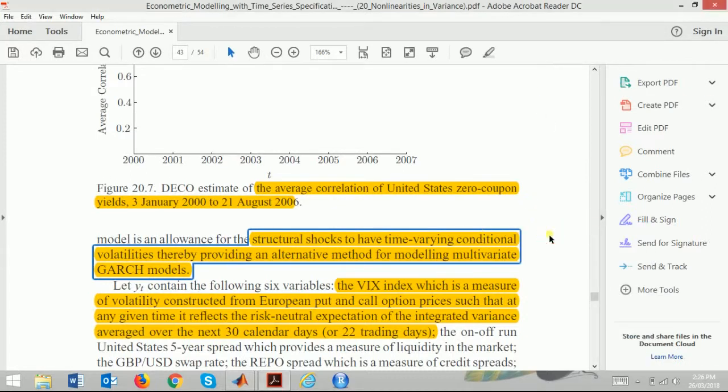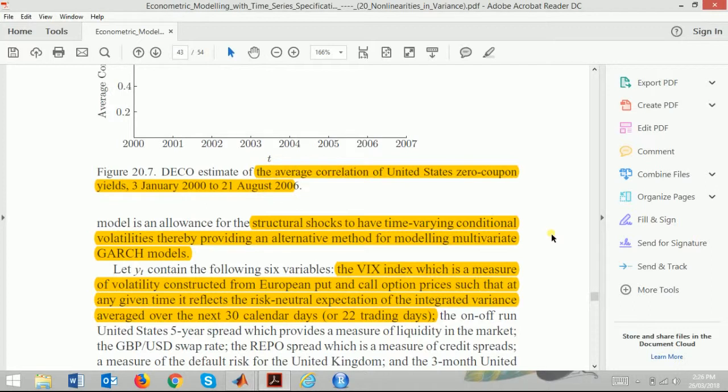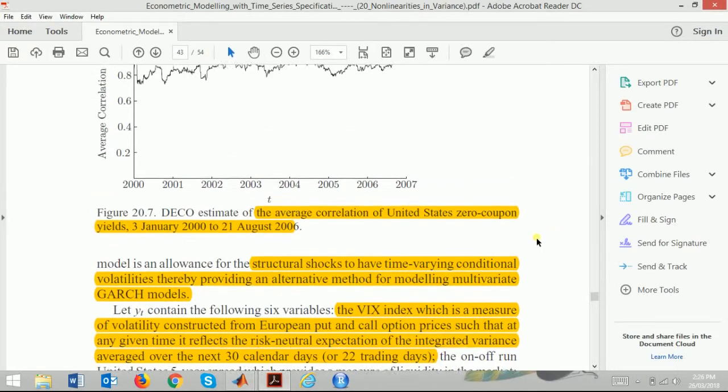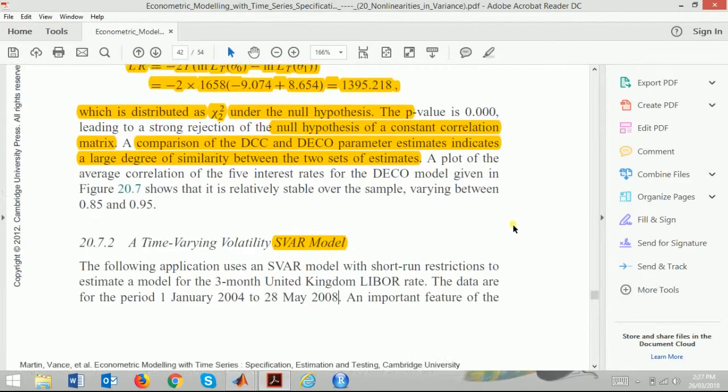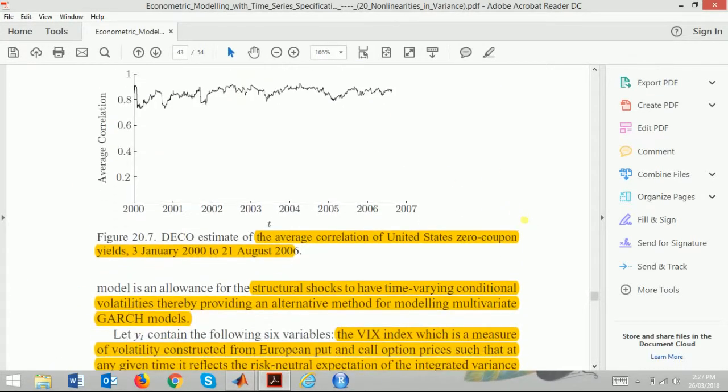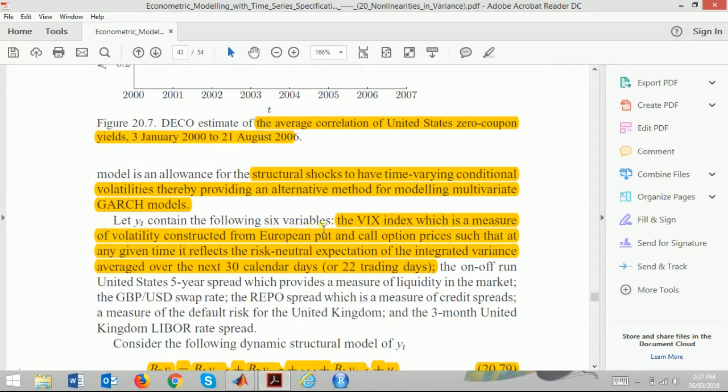For structural shocks to have time varying conditional volatility, there is an alternative method. So this is an alternative method. The structural VAR model is an alternative method and it's a highly applied method. Okay, let Y contain the following 6 variables.